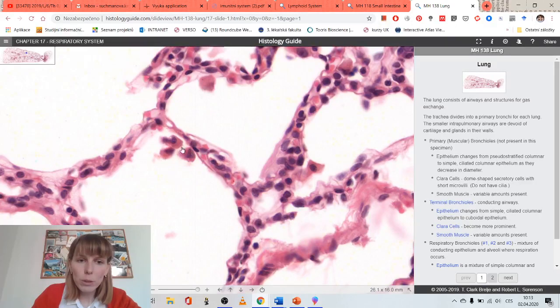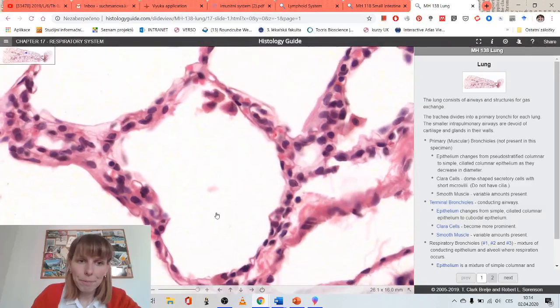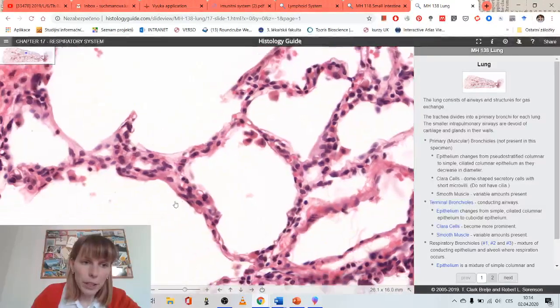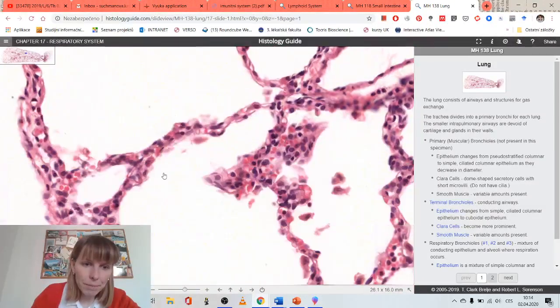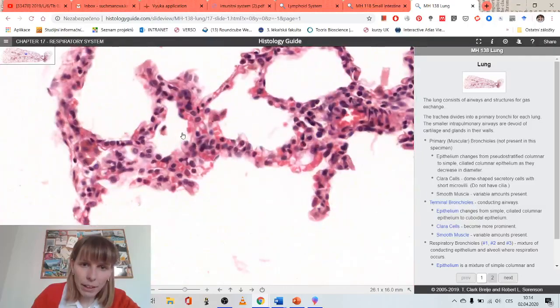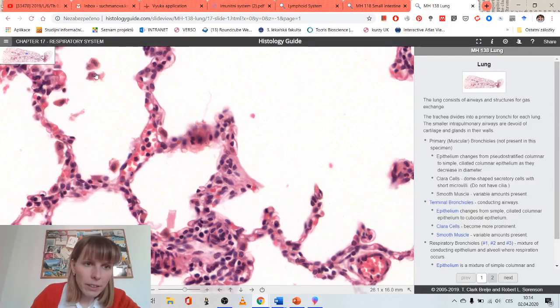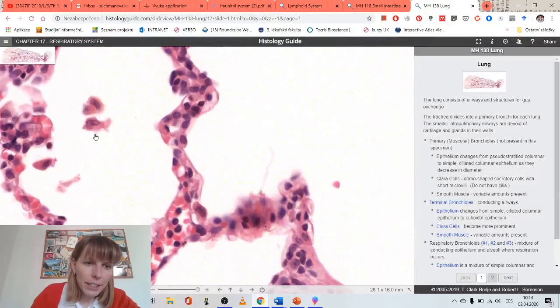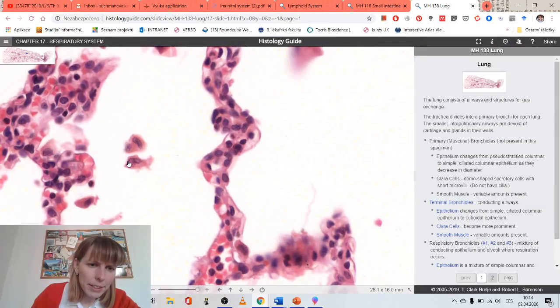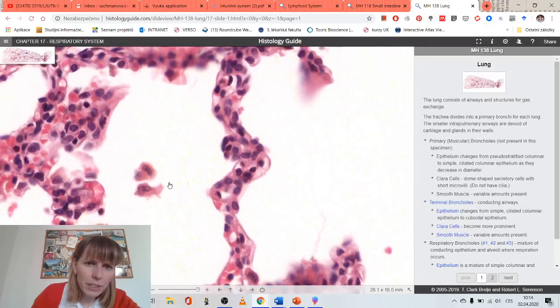And inside the lumen, if you find some kind of these big cells, you will be able to say that these are the lung macrophages. This as well, these as well. Sometimes they can even have more than one nucleus, but this is not the case here.